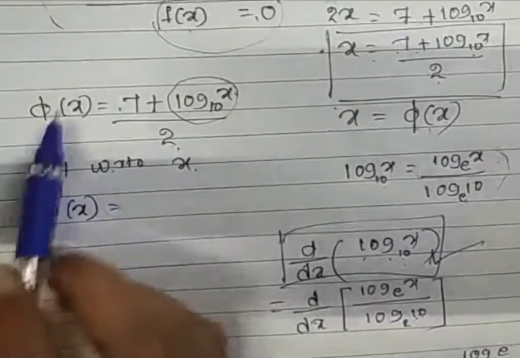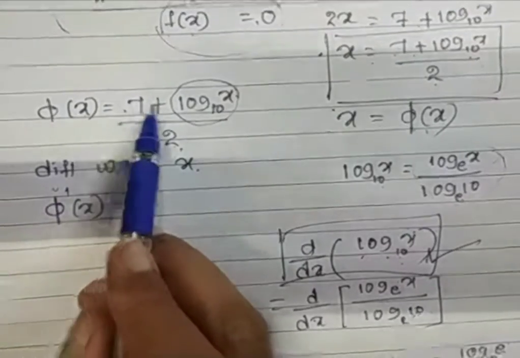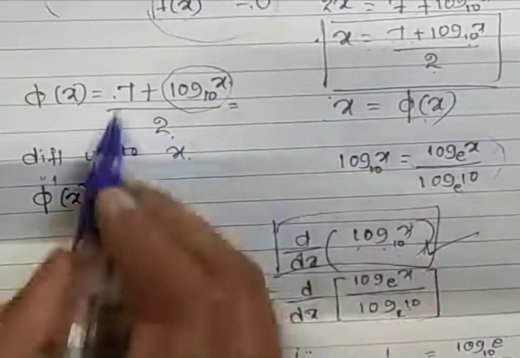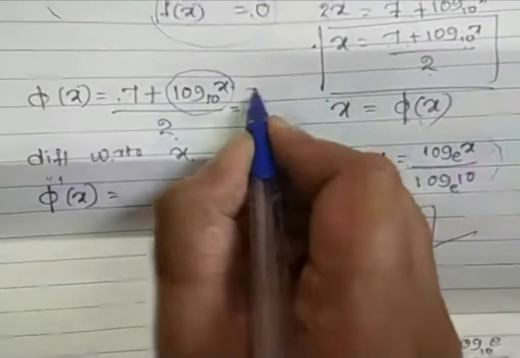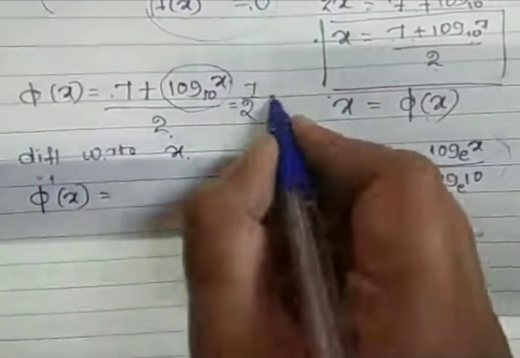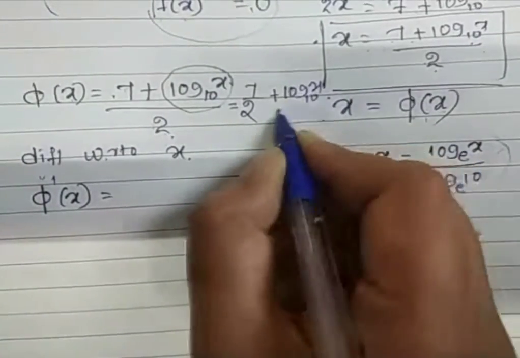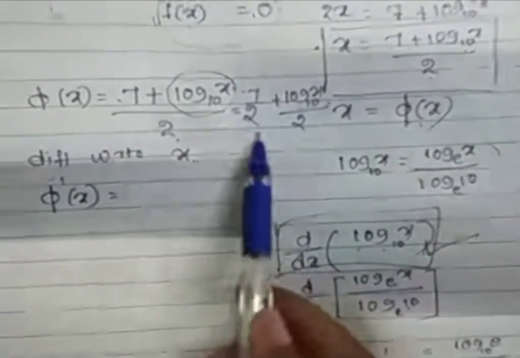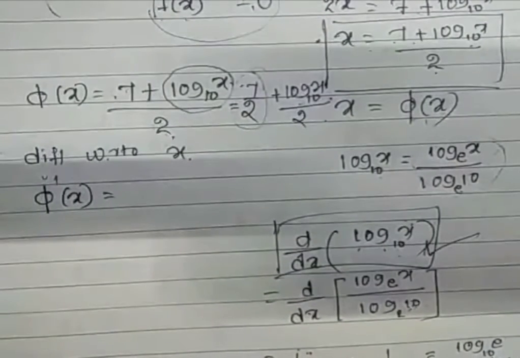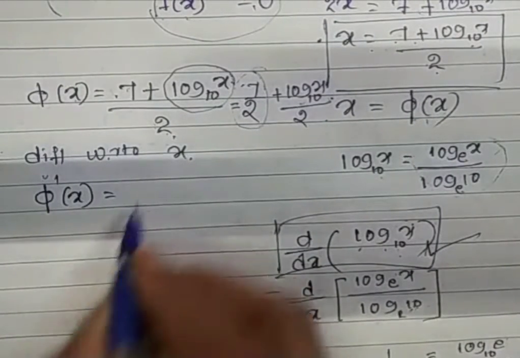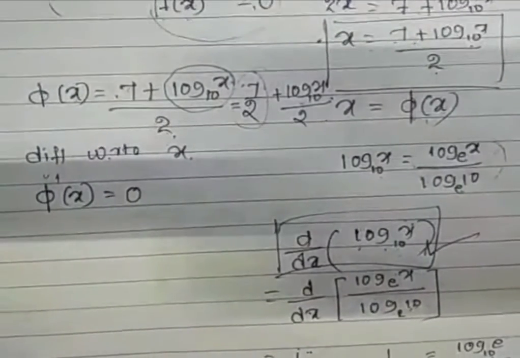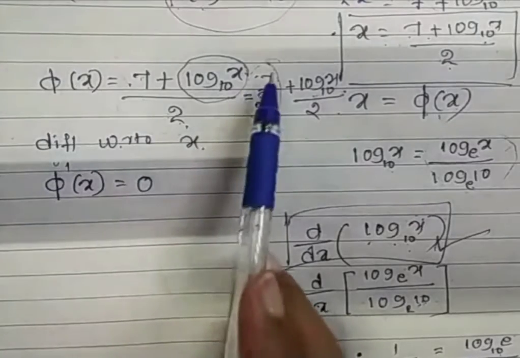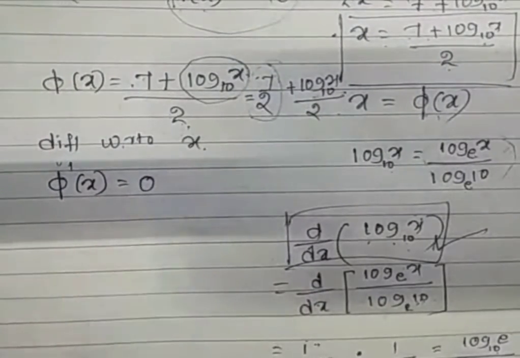See, pi of x is equal to 7 plus log x to the base 10 divided by 2. Further, how we can write this one? If we divide it separately, then this is 7 divided by 2 plus log x to the base 10 divided by 2. So we have two separate terms. So what is the derivative of 7 divided by 2? 7 divided by 2 is a constant number. Therefore, its derivative is 0. Derivative of any constant value is always 0. So 7 divided by 2 derivative is 0.